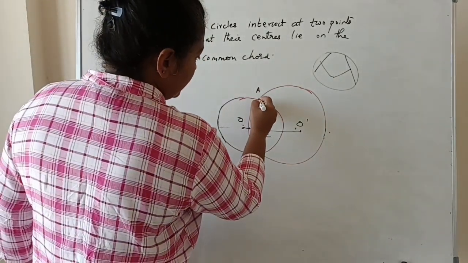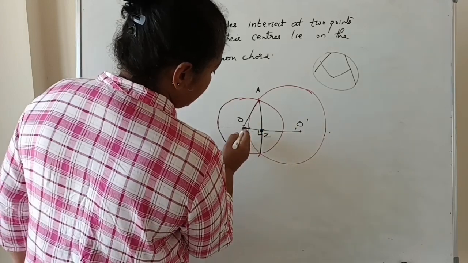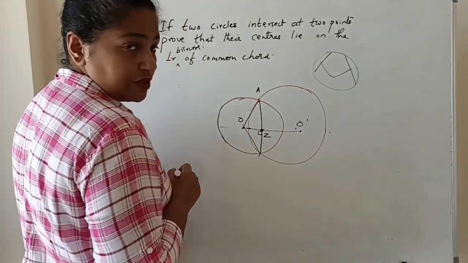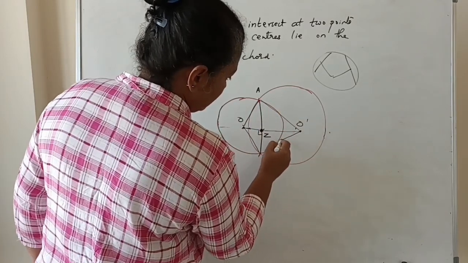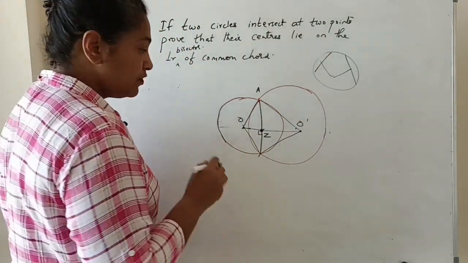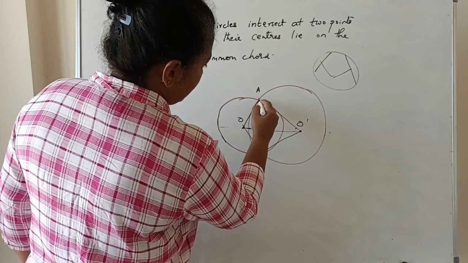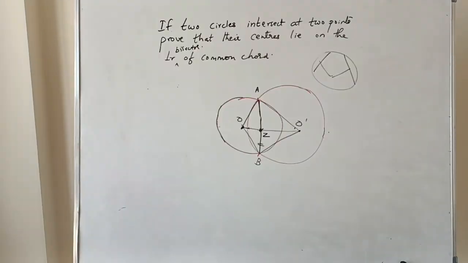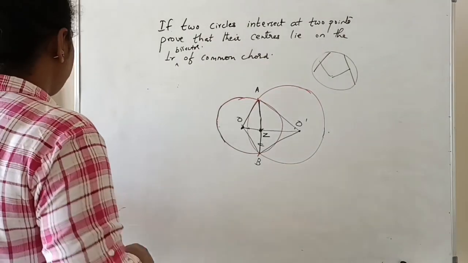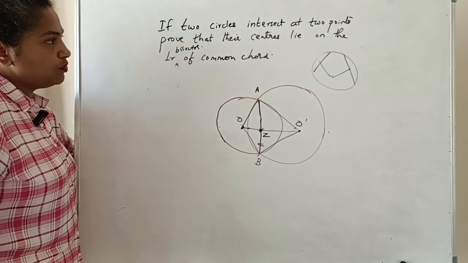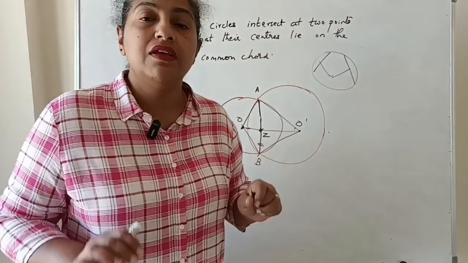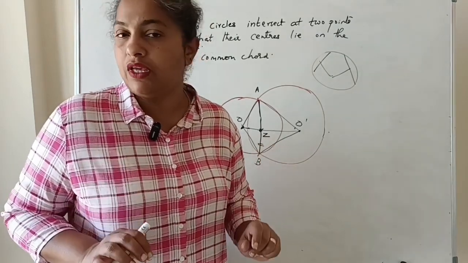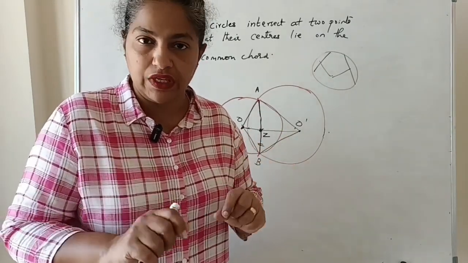Now this is joined, okay, and this is also joined. Now we move on to the second proof. In this case, what we are going to prove is that OO dash is perpendicular to the common chord AB. Okay, so now let us see how we can prove that.